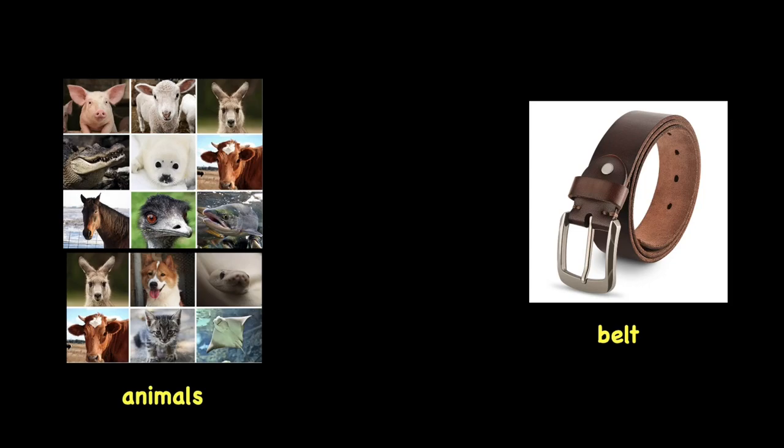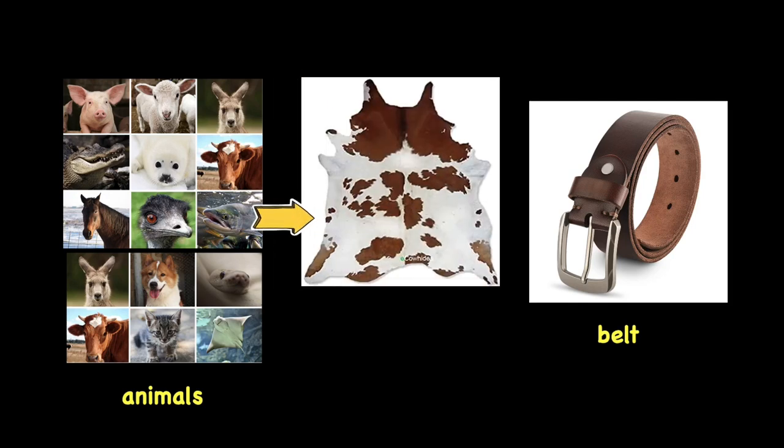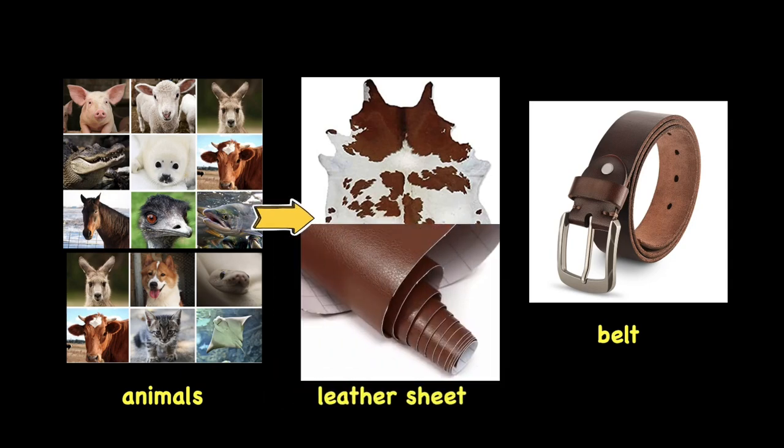Leather is the skin of animals. They can come from pigs, cows, and other animals. These skins are taken and made into leather sheet. Then these sheets are made into belt, bags, and many other things.